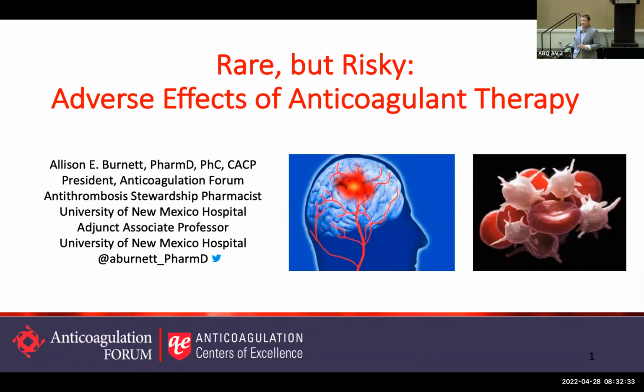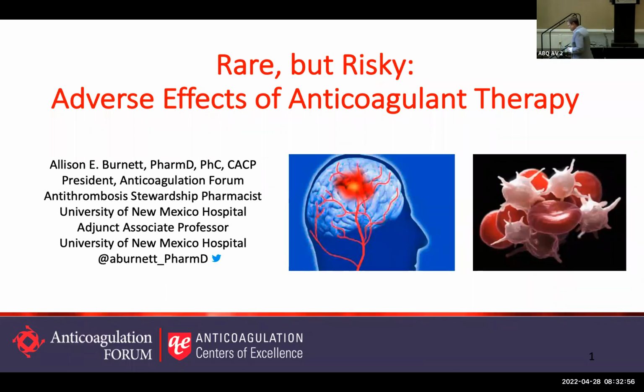This is an important topic to talk about because currently in the United States, there's about 8 million people that are on anticoagulants. This has gone up exponentially since the advent of the direct oral anticoagulants. And this number is expected to at least double by the year 2050. So if you're not already, you're going to be taking care of a lot more patients on anticoagulants.